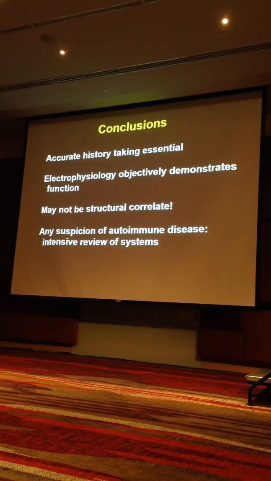You really do need to ask the specific questions. What medications have people been taking? What operations have they had, etc. We can objectively demonstrate function, and there may not be a structural correlate of that. Just because somebody images normally, it doesn't mean they function normally. And any suspicion whatsoever of autoimmune disease, or possibly neoplastic, paraneoplastic, you must institute a full intensive review of systems, get PET scans done, refer to the internist, etc.